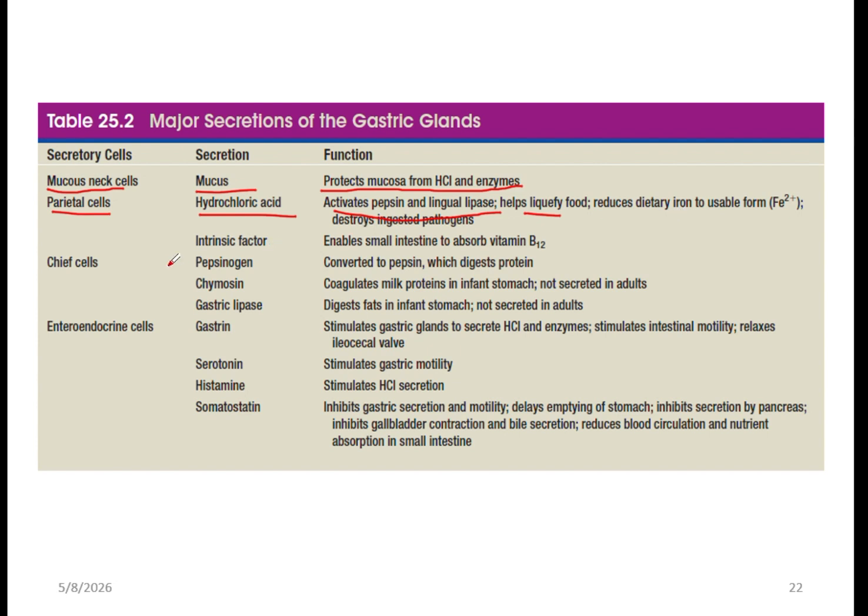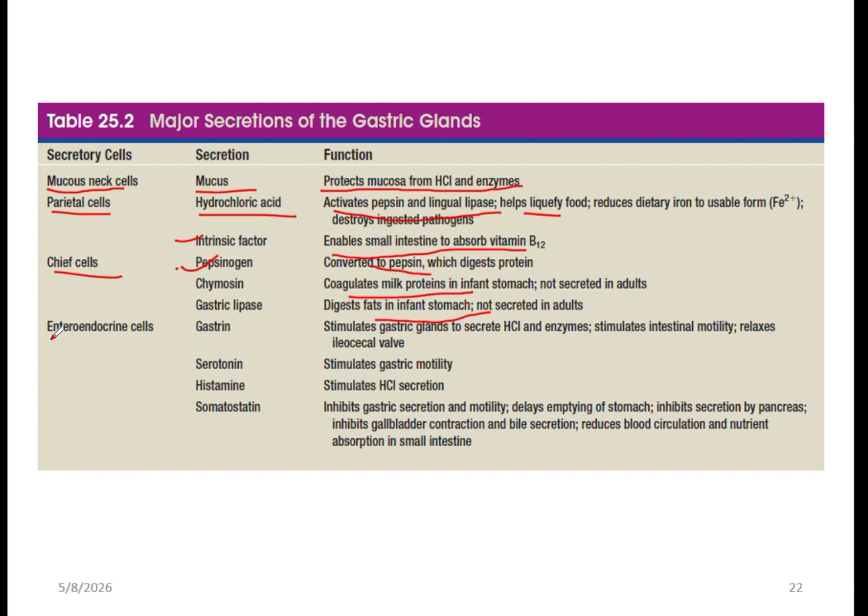And the third is the chief cell. The intrinsic factor enables the small intestine to absorb vitamin B12. Next is pepsinogen, which is converted to pepsin, which digests protein. Then chymosin coagulates milk protein in the infant stomach, not secreted in adults. Next is gastric lipase, which digests fat in the infant stomach, also not secreted in adults.